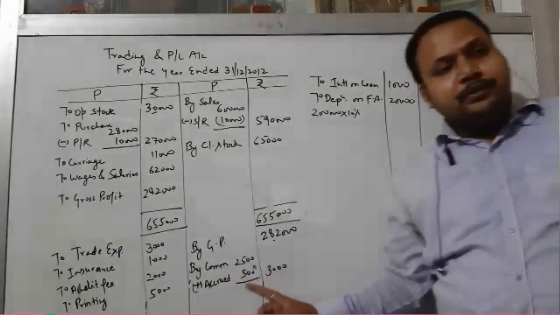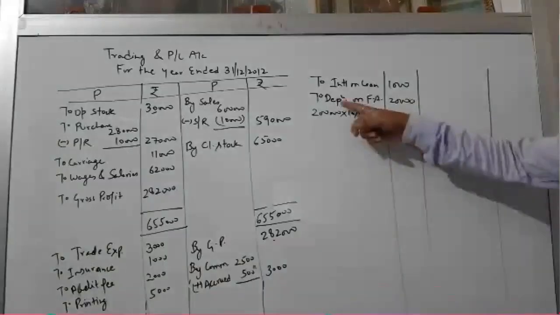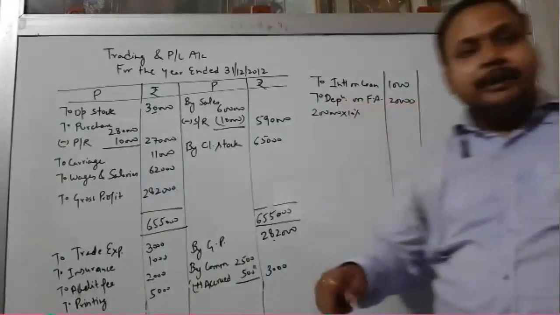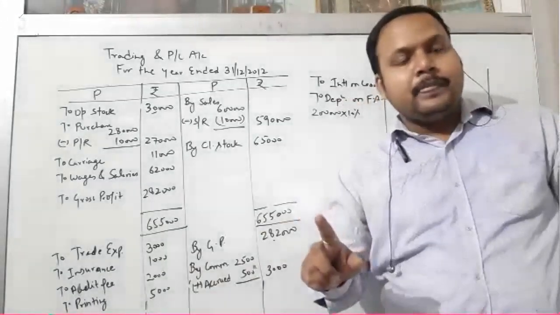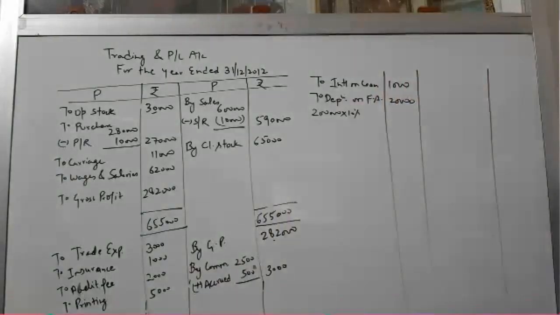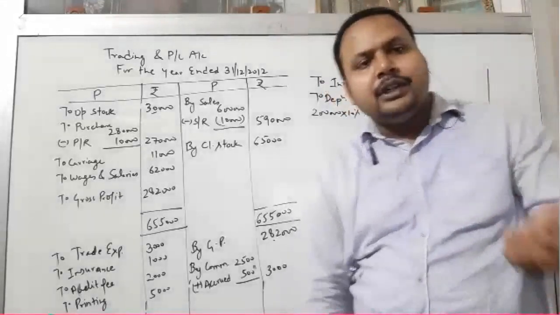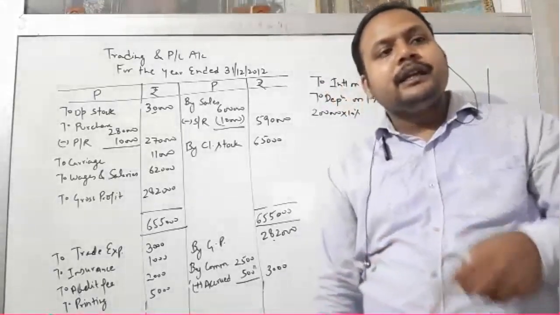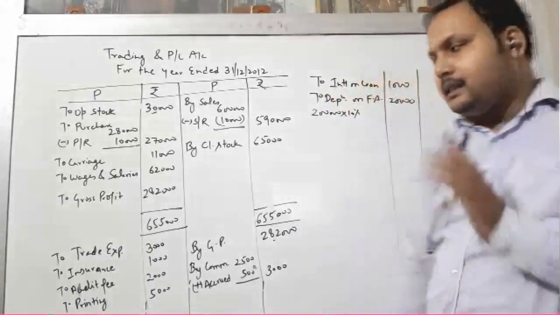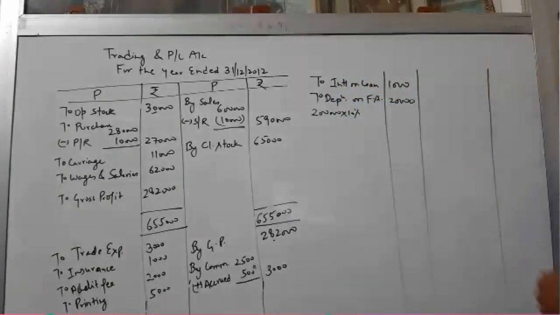Accrued commission will be shown in the asset side of the balance sheet, whereas the depreciation on the fixed asset will be deducted from the fixed asset. इसे डिडक्ट किया जाएगा फ्रॉम द फिक्स एसेट की वैल्यू में से, यानी 2 लाख फिक्स एसेट की थी तो 20,000 डेप्रिसिएशन लग गया, सो नाउ बैलेंस शीट में कितना शो करेंगे, ओनली 1,80,000. So this is the depreciation.